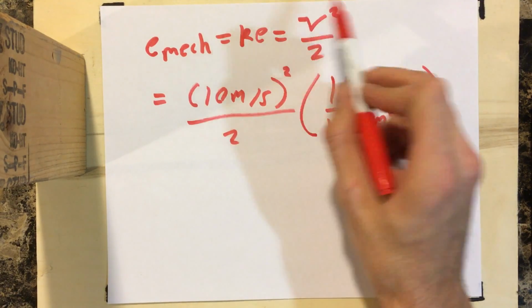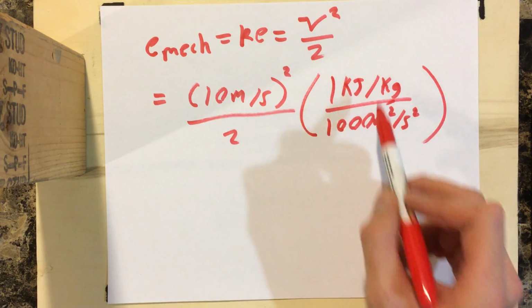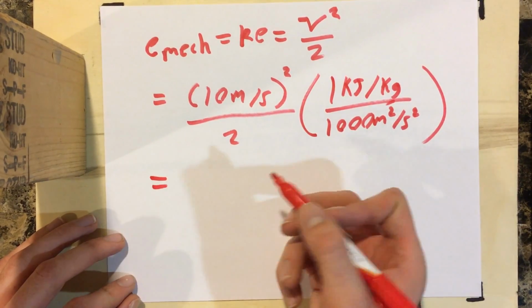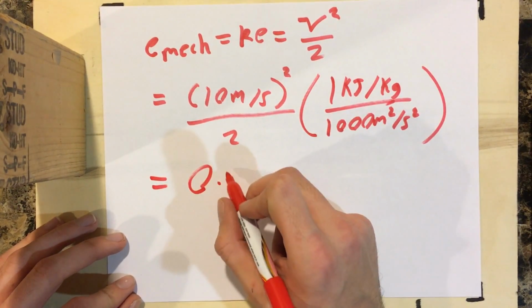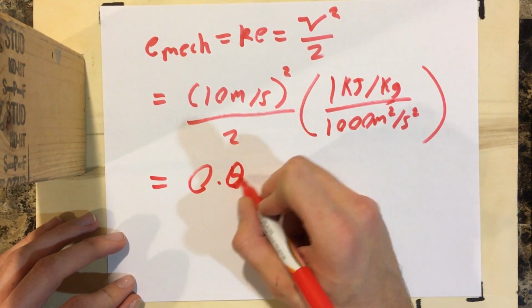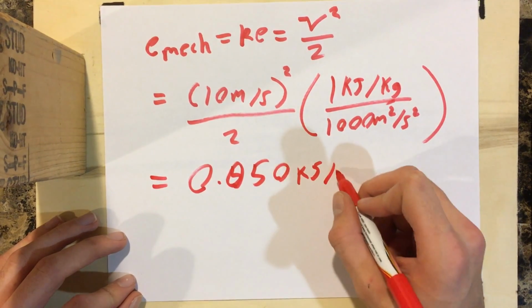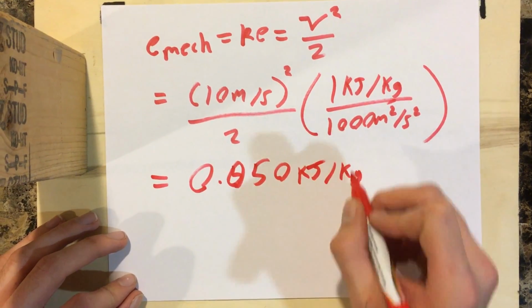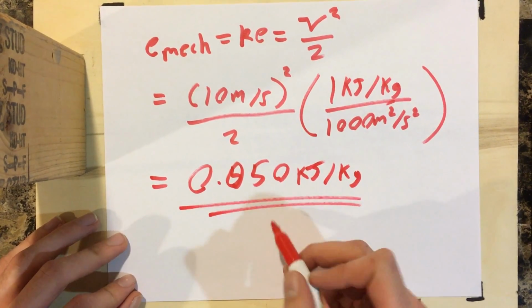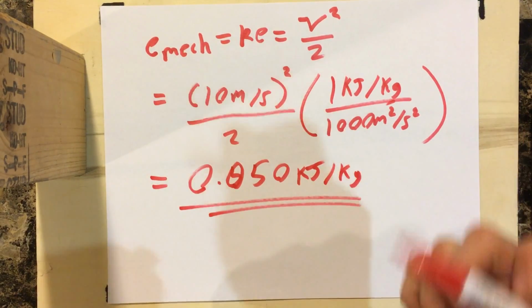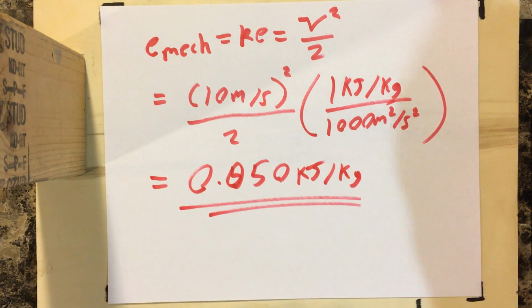So we want the energy per unit mass, which is this. And what this is giving us is meters squared per second squared. So it's just a simple conversion. That way we get the answer we want to get. And the answer we want to get ends up being 0.050 kilojoules per kilogram. Now that is the mechanical energy, that is the mechanical energy of air per unit mass.